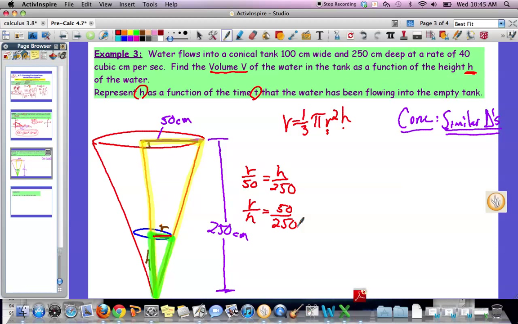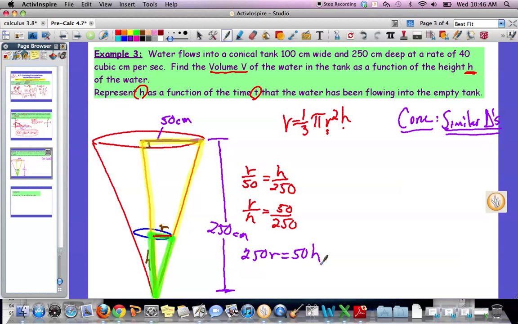And then my second question is, does it matter? I'm asking your opinion which one you want, but I think it doesn't matter because when you cross multiply, you get the exact same thing. So I don't care which one you do. One side to the other side, small to big, or small, small to big, big. Your choice. When you cross multiply, either way, you're going to get 250r equals 50h.